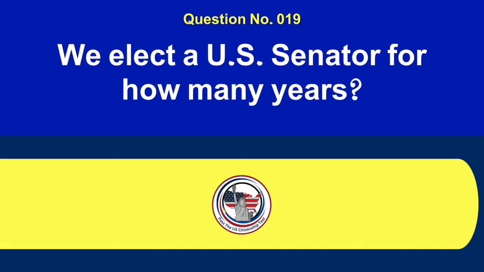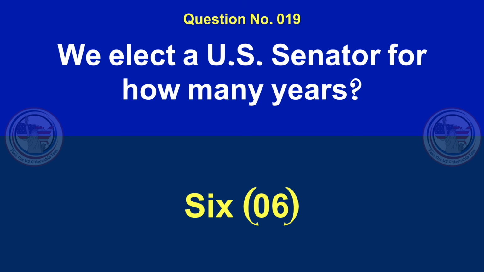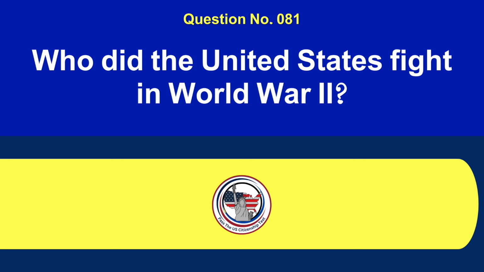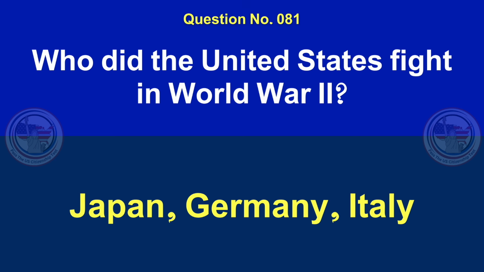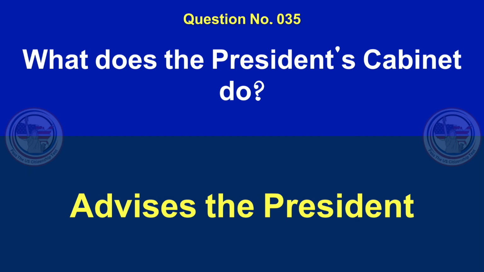We elect a U.S. Senator for how many years? 6. Who did the United States fight in World War II? Japan, Germany, and Italy. What does the President's Cabinet do? Advises the President.